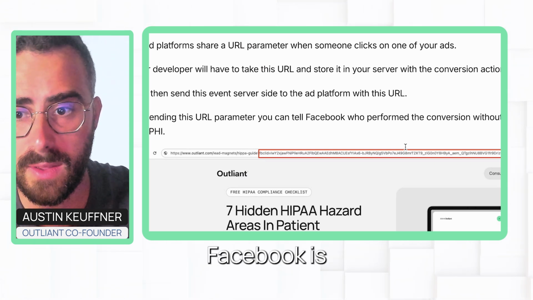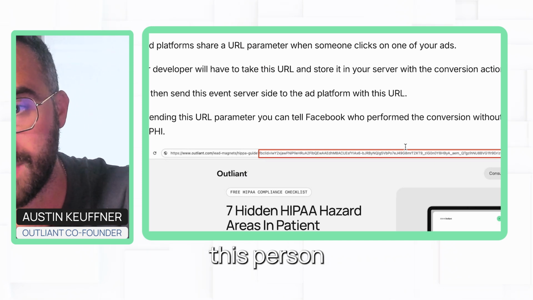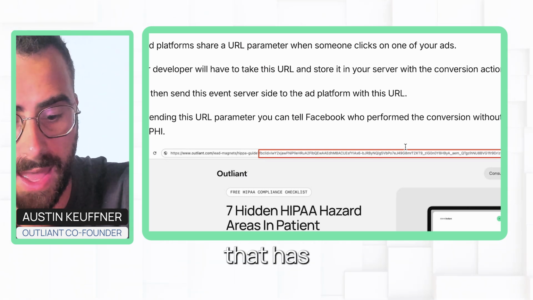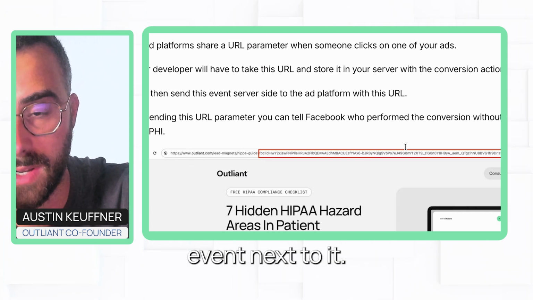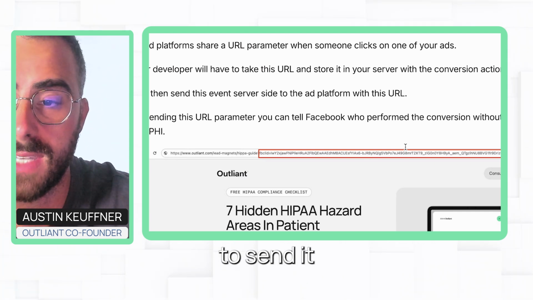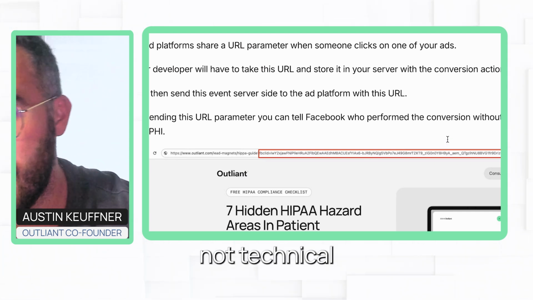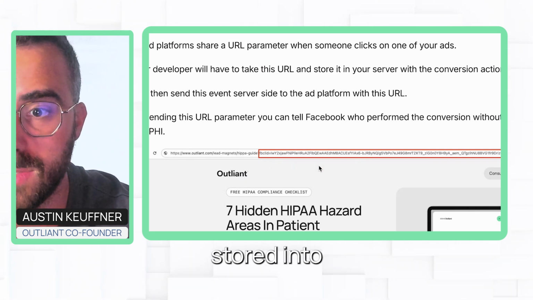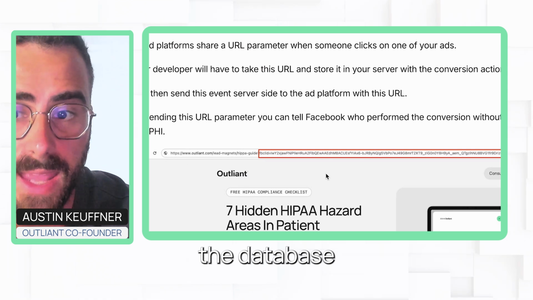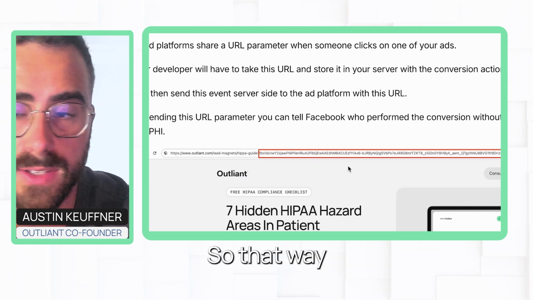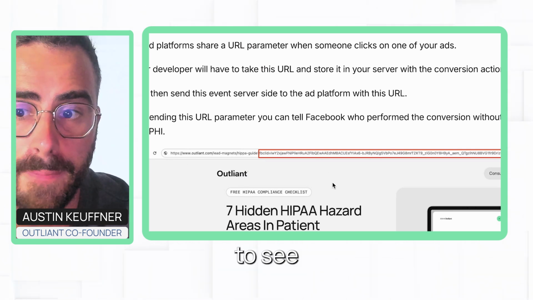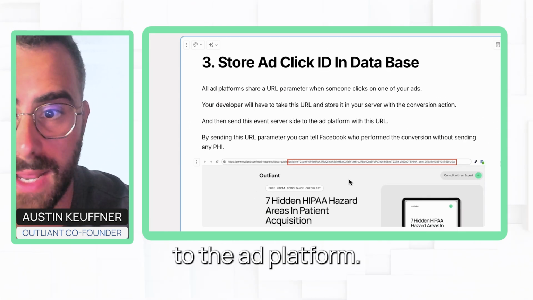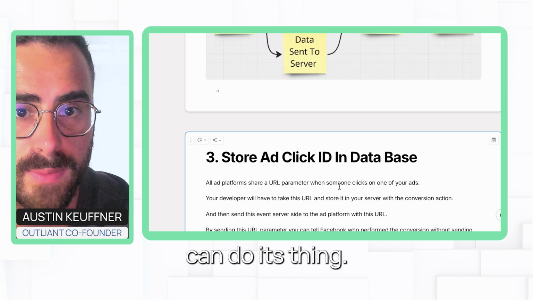That way Facebook is able to see, okay, this person clicked on this ad, here's their click ID that has the conversion event next to it, and the next step is going to be to send it into the ad platform. If you're not technical, you're going to be unable to do this, but this click ID needs to be stored in the database along with the conversion event, so that Facebook is able to see who clicks on the ad and then ultimately who converts, because we're going to be sending this back to the ad platform so the algorithm can do its thing.